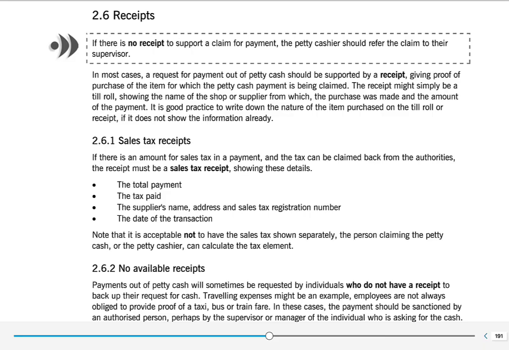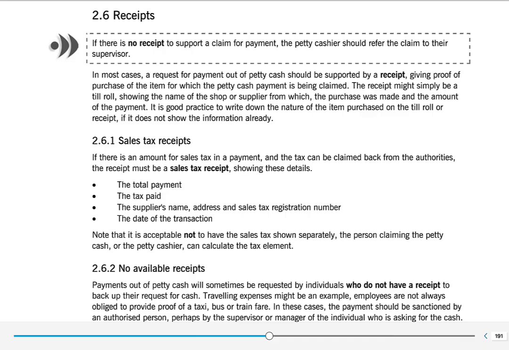What is a receipt? A receipt is a document that proves a purchase happened. It proves 3 main things. 1. Something was bought. 2. Money was paid. 3. The purchase was made from a specific supplier on a specific date. In petty cash, the receipt is the evidence that the payment was real and allowed.